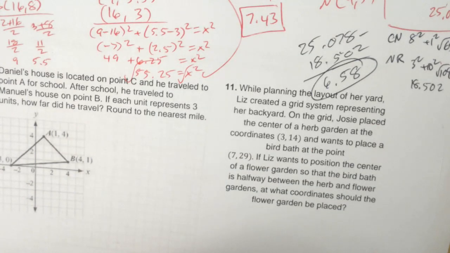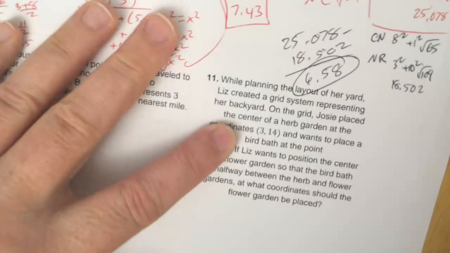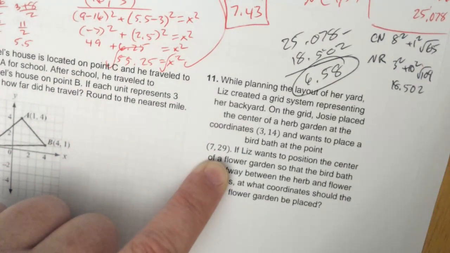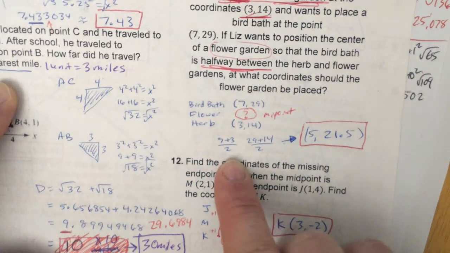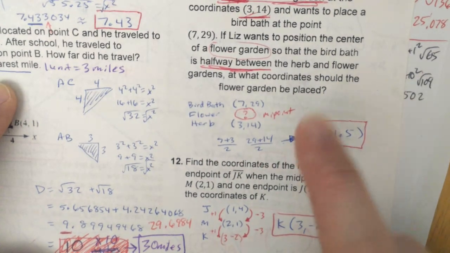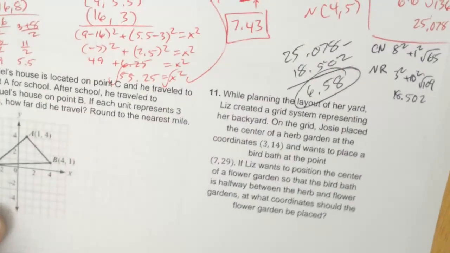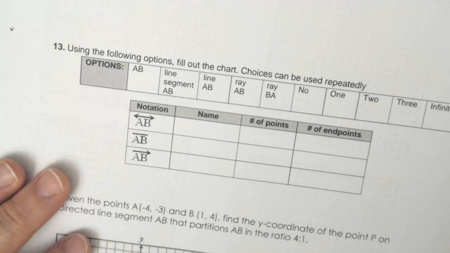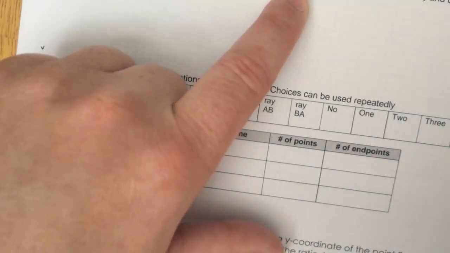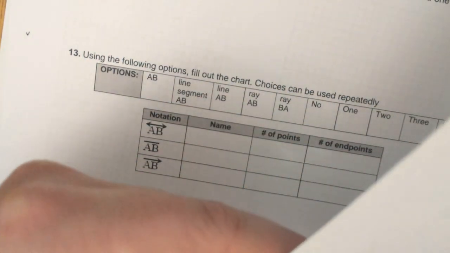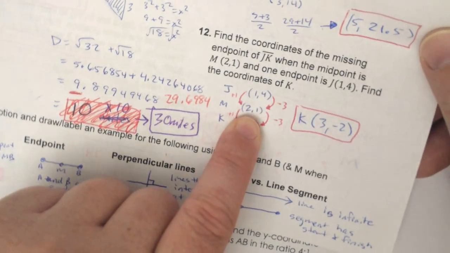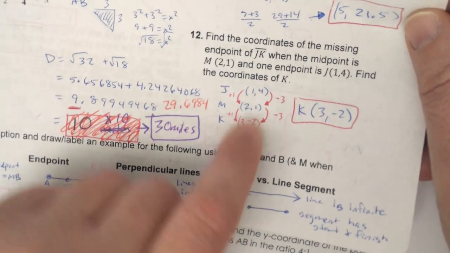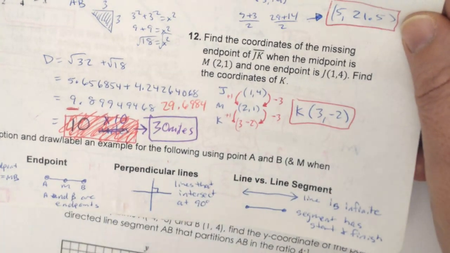Okay, number 11. We have these two numbers right here, right? What they wanted was the midpoint. If we want to know what the midpoint is, we just have to add them together, divide by 2, and that would be your answer right there. Okay, and that's 11. Number 12, find the coordinates of the missing endpoint if JK and the midpoint's this. If we already have the midpoint and we're looking for the missing endpoint, you have to continue the pattern. Continue the pattern and we get 3, -2.